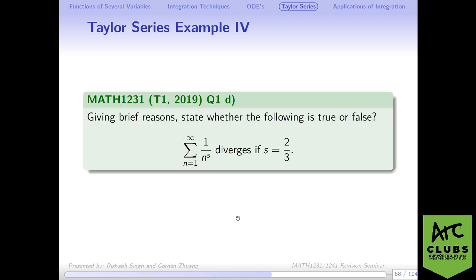And here I have a simple question. State whether this is true or false: does this series diverge? Well, this is just a P-series and s is 2/3, which means it's less than 1, so that is true. Since s is less than or equal to 1, this will diverge.